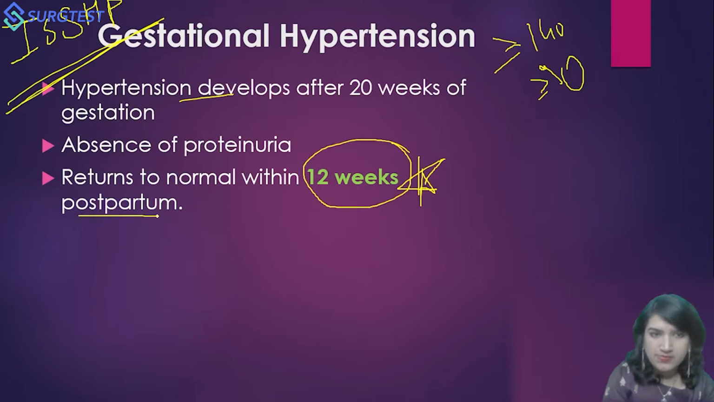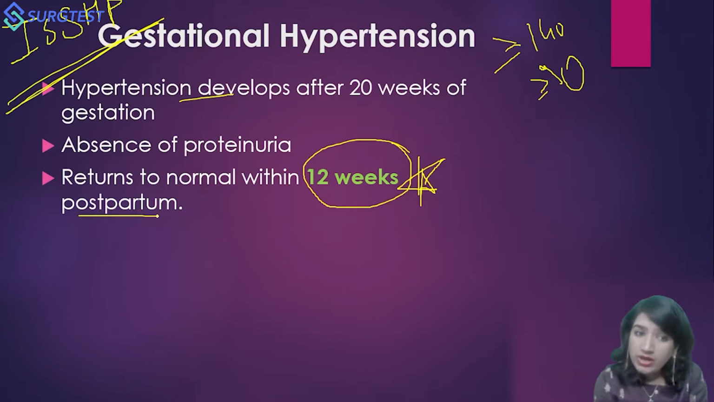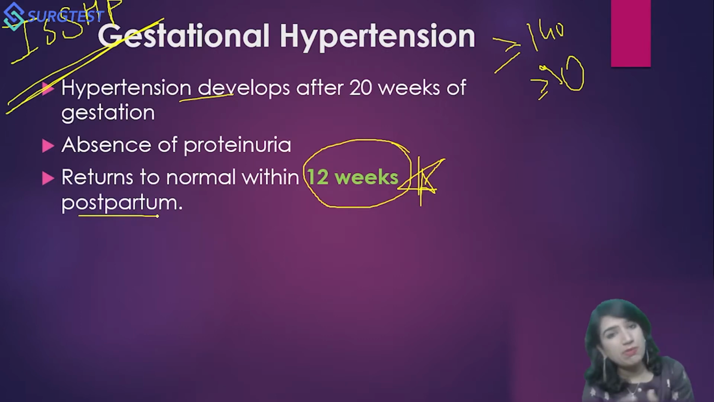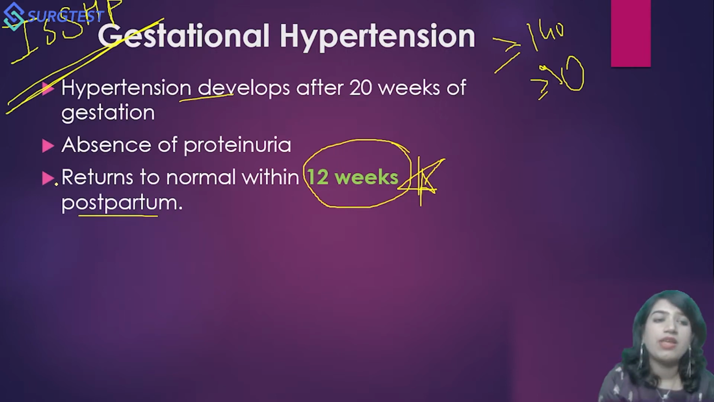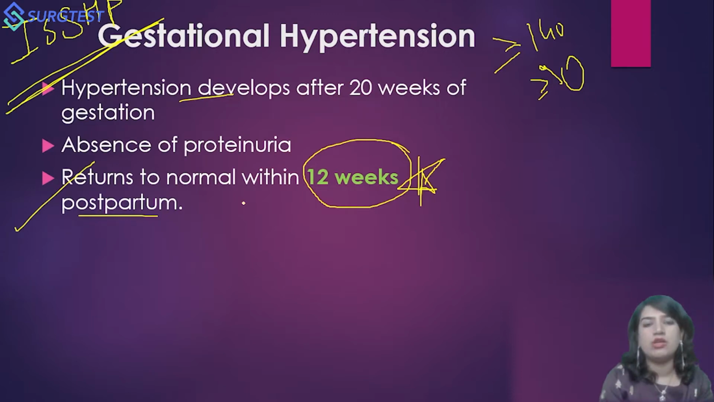postpartum. Okay. So, the beauty of the fact is this, that gestational hypertension is a retrospective diagnosis. Unless you follow the woman up for 12 weeks postpartum and then take a BP recording saying that it is normal, then probably you're not able to qualify for gestational hypertension. Okay, so this BP, which was raised in the gestation, should return to normal within 12 weeks postpartum.